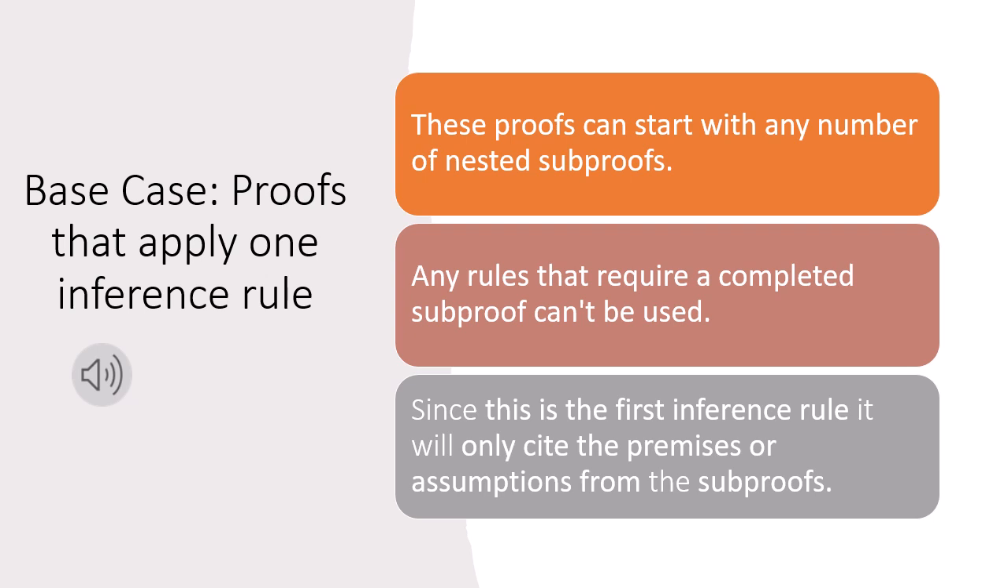And then finally, down there on the bottom, since this is the first inference rule, it will only cite the premises or those assumptions of the subproofs. In other words, again, those assumptions in the subproofs and the premises are the assumptions that are in force at this particular stage. And what we would like to do is to show that whatever rule we applied, the line that we obtain is a tautological consequence of these assumptions in the subproofs and the premises of the actual proof itself. And that's what we'll do in our next couple of slides.